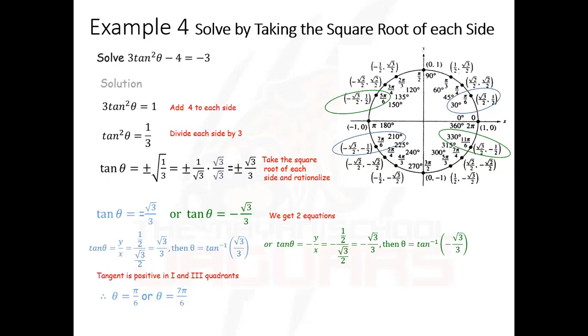So if you need to find the angle, theta equals the inverse tangent of negative square root of 3 over 3. And which angles are those? The angles connected with the other pairs circled in green are theta equals 5 pi over 6 or theta equals 11 pi over 6.